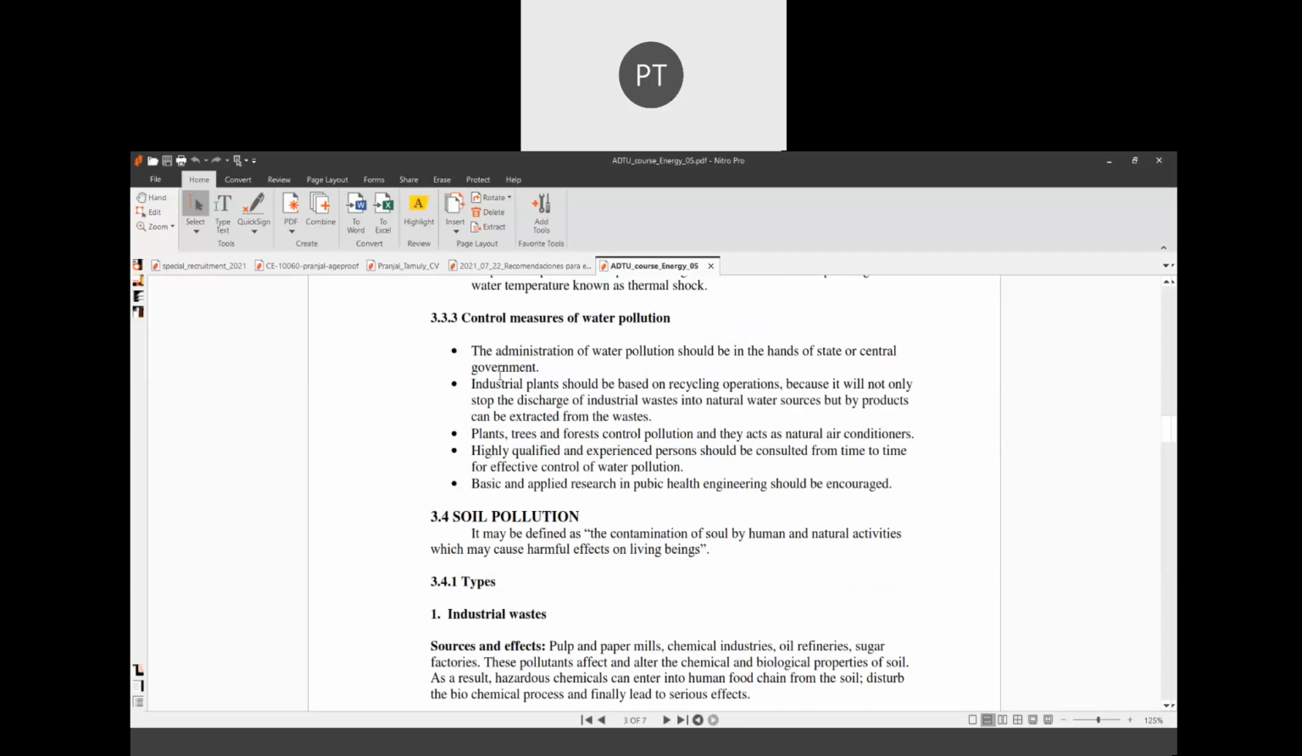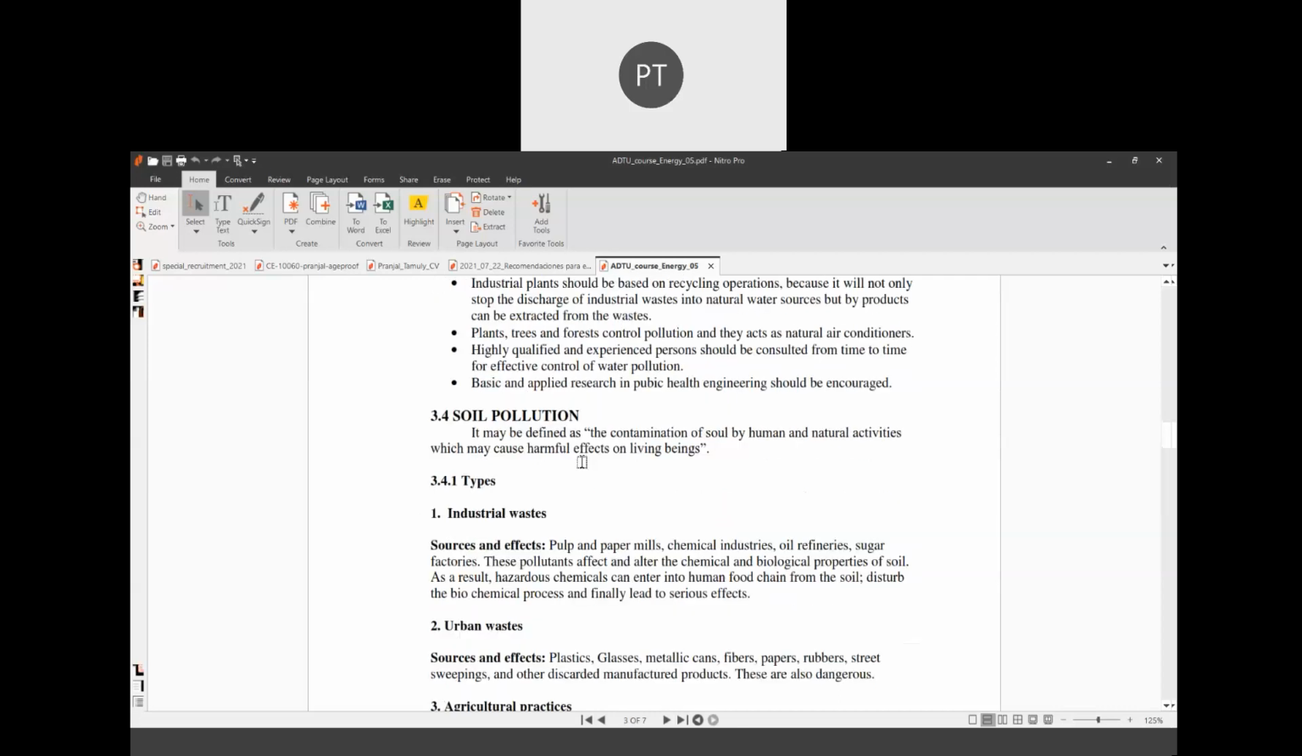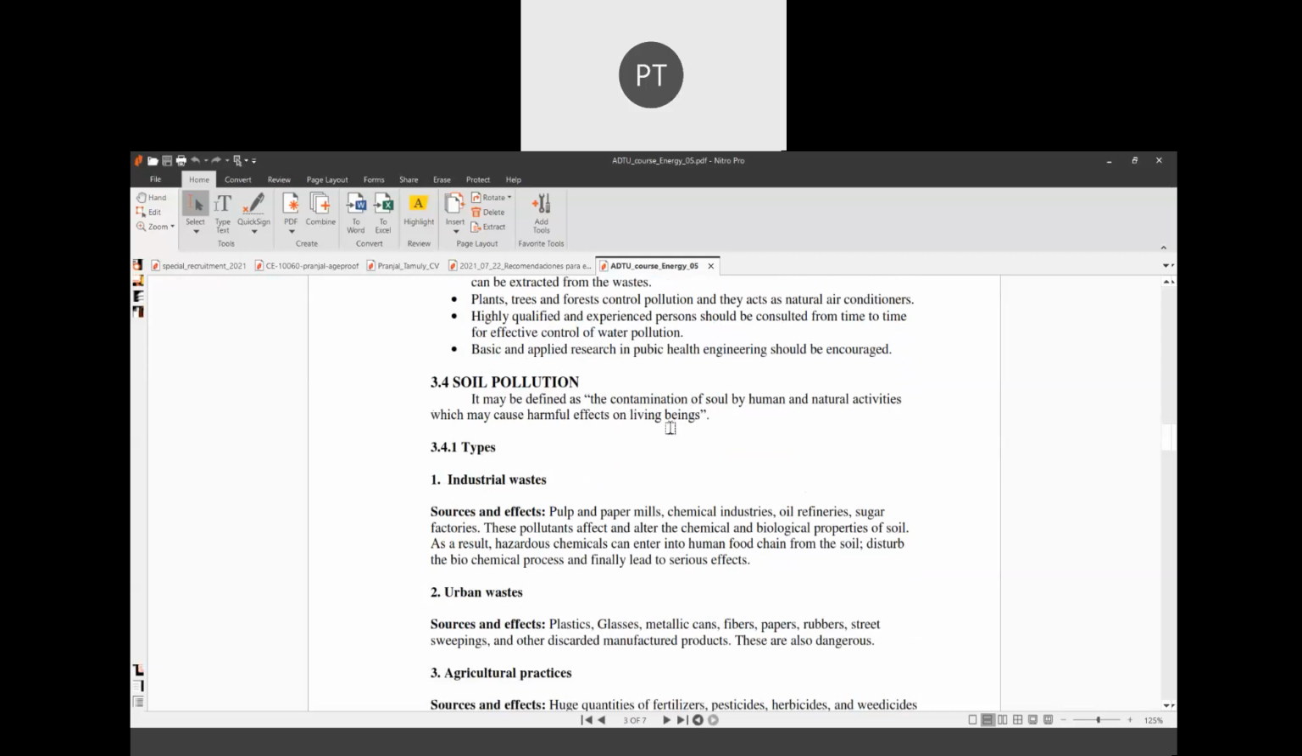Another type of pollution that we also come across is called soil pollution. It may be defined as the contamination of soil by human and natural activities which may cause harmful effects on living organisms. So the definition is the same, but here we write soil instead of water or air.